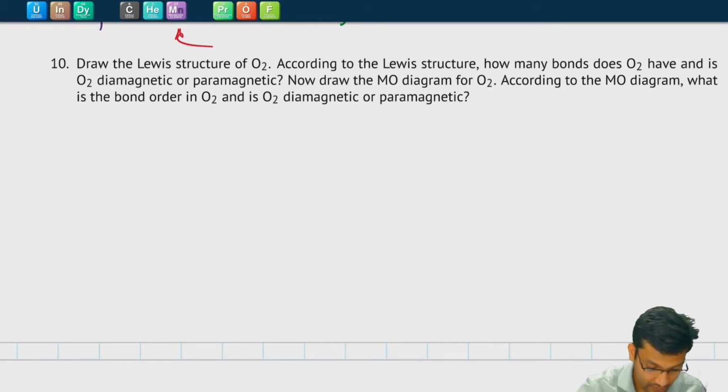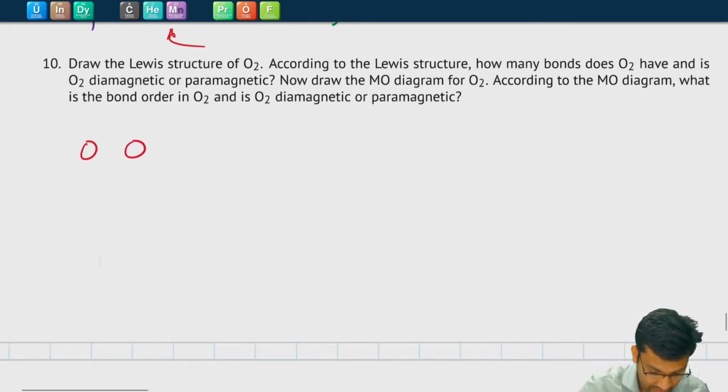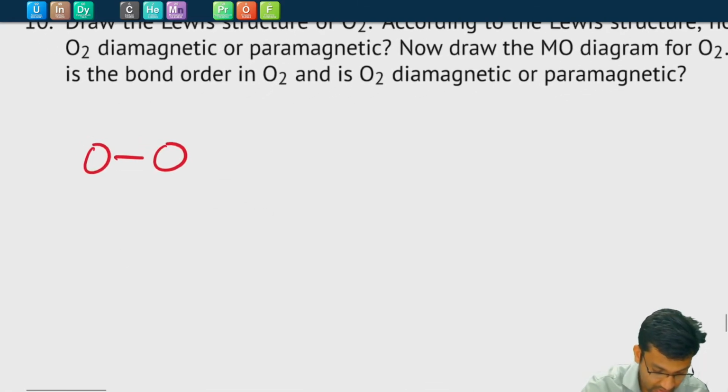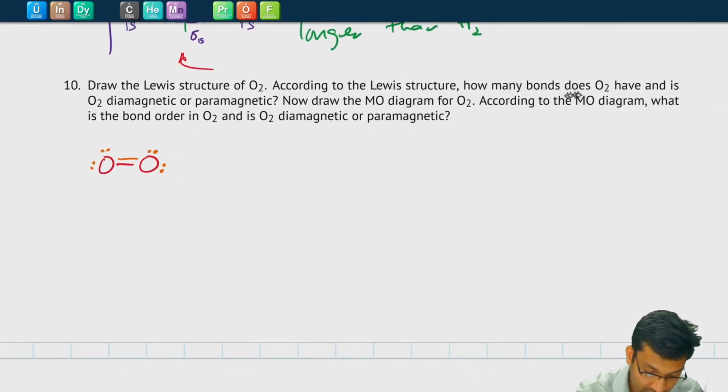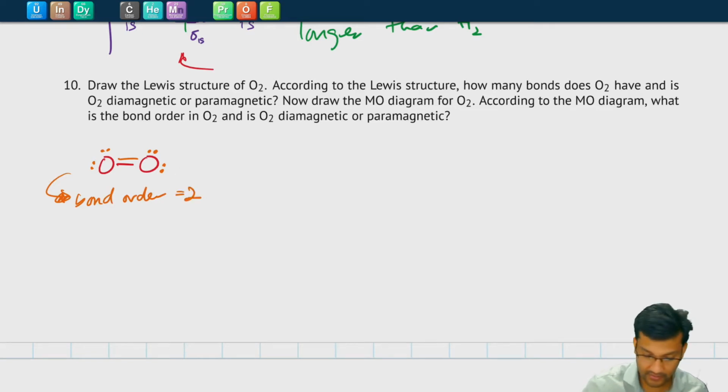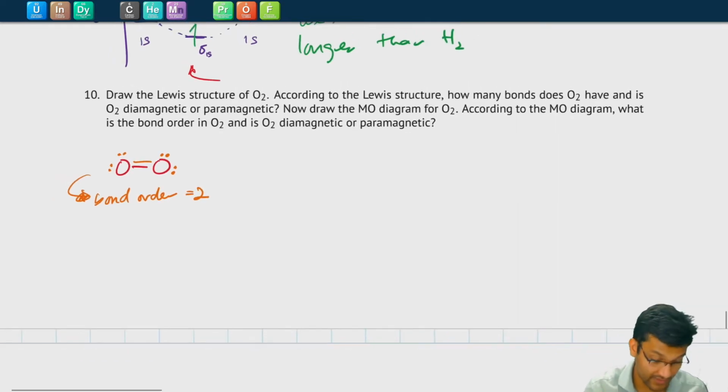Okay, let's look at O2 for the Lewis structure. We've done this a few times, right? There's oxygen bonded to oxygen, and we would have this many valence electrons. Now this oxygen on the right doesn't have a complete octet, so let's share 2 from the left. According to the Lewis structure, how many bonds does O2 have? Well, the bond order is 2, right? There's 2 bonds. We'll see how this is different with molecular orbital theory, if it is.